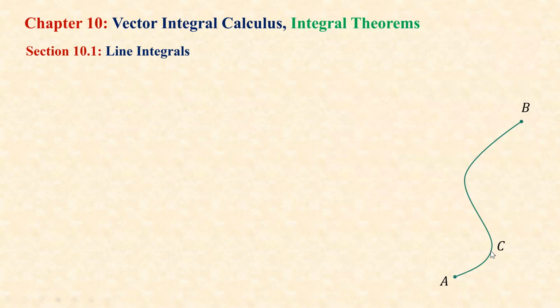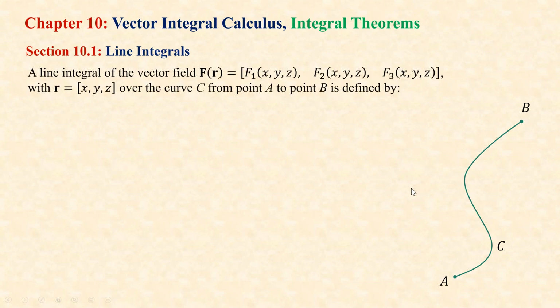10.1 is about line integral. How do we define the line integrals? A line integral of a vector field F, which has three components. See, it's a vector field. It has three components: F1, F2, F3. Each one is a function of x, y, z. Means at each point in space, you have a vector, or assign a vector to each point in a space.